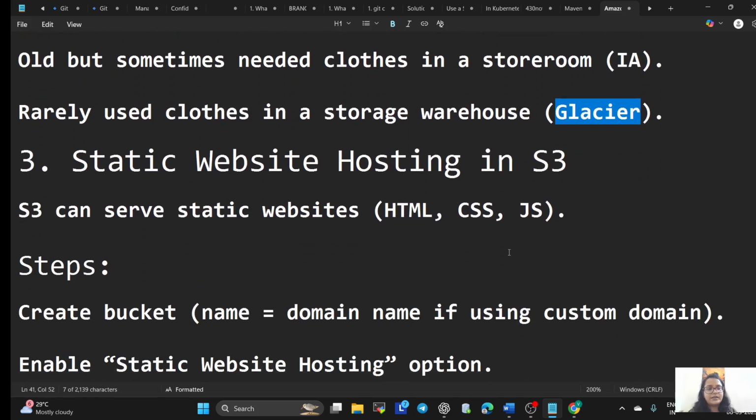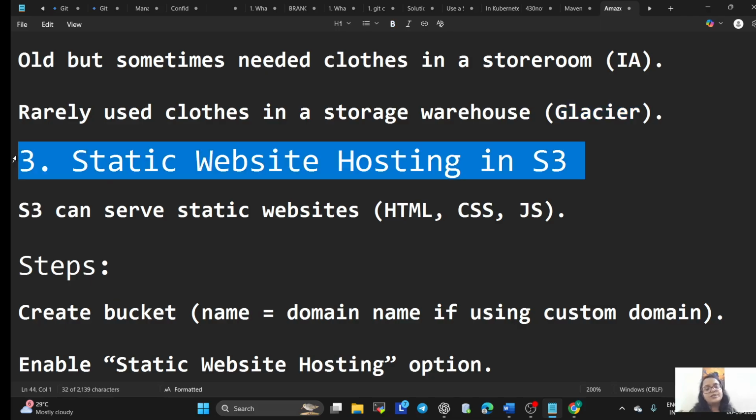Next thing is, now we can discuss static website hosting in S3. So up to now we understood what is S3, and we also discussed S3 different storage classes, advantages, disadvantages and uses, and we'll see a real time example also. So now the topic is static website hosting in S3. What does it mean? S3 can serve static website hosting, that will be HTML, CSS and JavaScript.